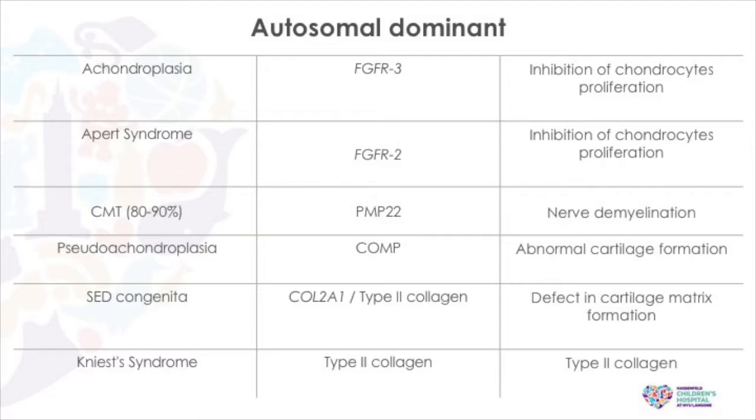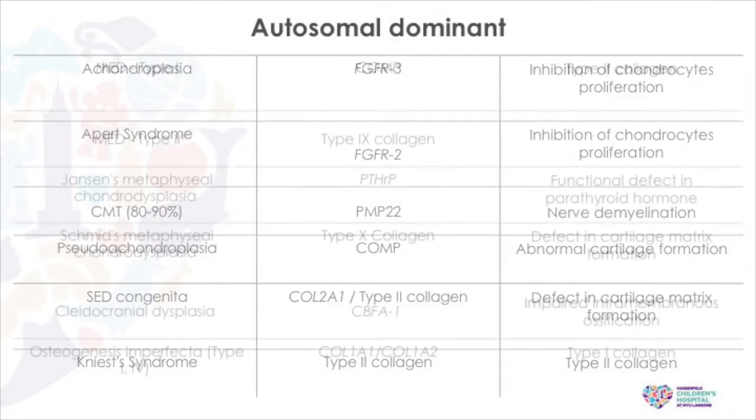chondrocytic proliferation. Charcot-Marie-Tooth, in most cases, can be linked to a mutation in the PMP22 gene, resulting in nerve demyelination. Pseudoachondroplasia is caused by a mutation in the COMP gene, again resulting in abnormal cartilage formation. Spondyloepiphyseal dysplasia congenita, or SED, is caused by a mutation in the COL2A1 type 2 collagen, resulting in a defect in cartilage matrix formation. Stickler syndrome is caused by a mutation in type 2 collagen.